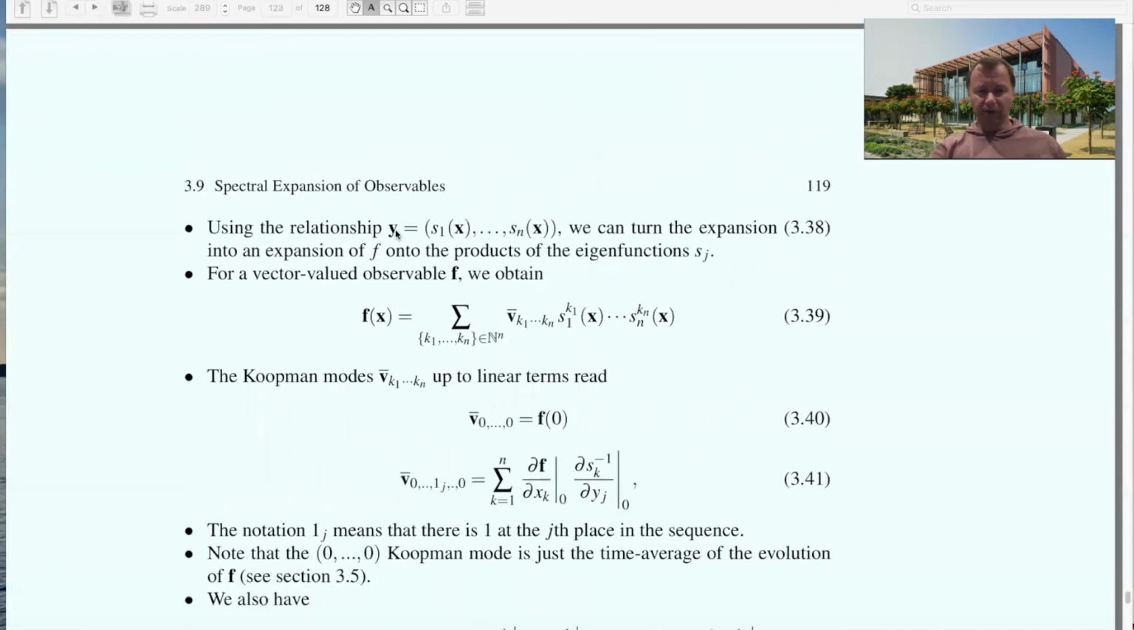And so now we know that y is s_1 to s_n, and let's actually do a little more general discussion and expand for a vector-valued observable F. So for a vector-valued observable F, we are going to have a Taylor expansion that looks something like this. We have these Koopman eigenfunctions to various powers, k_1 to k_n. We sum over all these powers, and the coefficient, B tilde, which is a vector coefficient, is going to be indexed by k_1 to k_n. And these things here we call Koopman modes. They're the coefficients of expansion into, in this case, polynomials in eigenfunctions.